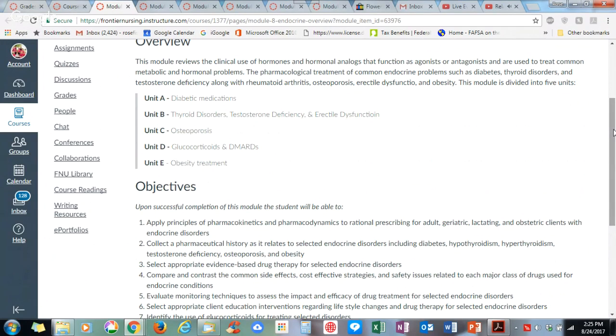This module is divided into 5 units: Unit A, diabetic medications, thyroid disorders, testosterone deficiency, and erectile dysfunction. Unit C, osteoporosis. Unit D, glucocorticoids and DMARDs. Unit E, obesity treatment.